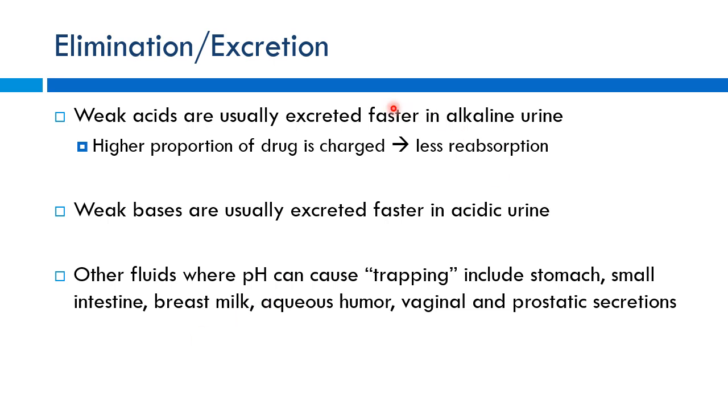Okay, so I mentioned weak acids are usually excreted faster in alkaline urine because there's less reabsorption occurring. Weak bases are better excreted in more acidic urine. Now, I mentioned that stomach trap or pH trapping, and this can occur anywhere. We mentioned it in the kidneys, but it can also occur in breast milk, aqueous humor, and prostatic secretions. By changing the pH when a molecule crosses that membrane, you can cause trapping to occur based on the charge that it picks up. Okay.